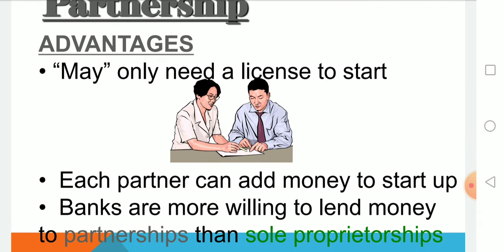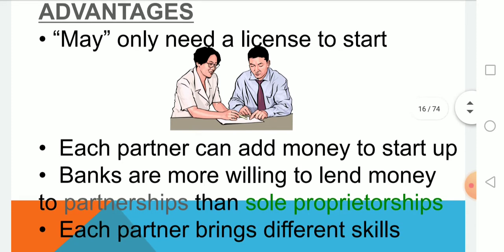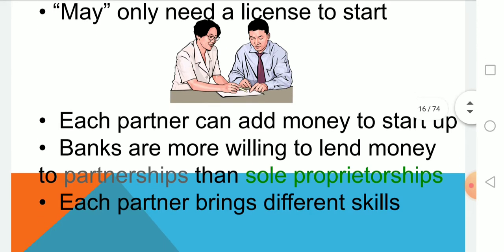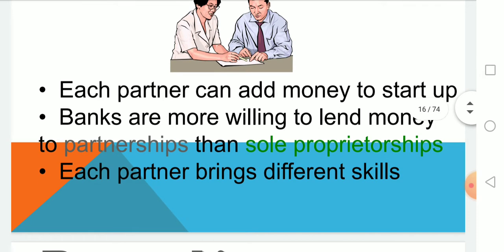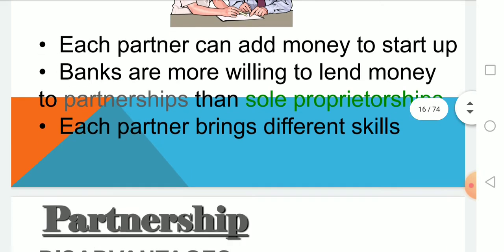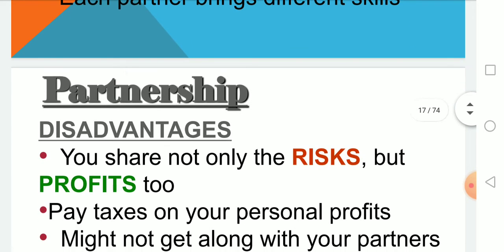We may only need a license to start. Each partner can add money to start up. Of course, each one will have to start with certain money, and this will be easier for both of us. Banks are more willing to lend money if we are more than one person in the business, to partnerships than to sole proprietorships. Each partner brings different skills, and this is a very good advantage for the partnership.